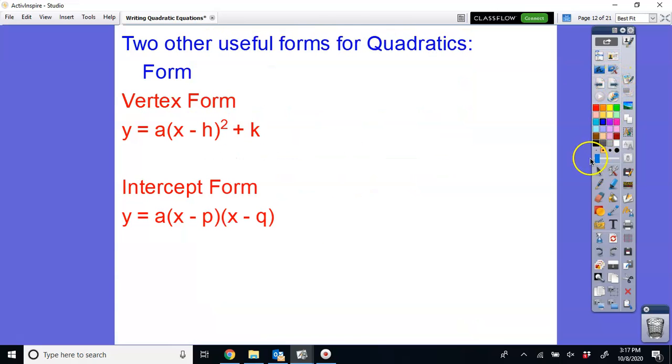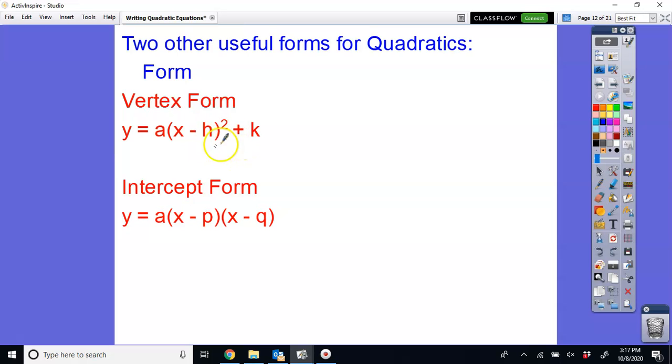So that is standard form. There are two other useful forms for quadratics. One of those is vertex form, and the other is intercept form. Now, vertex form, we're going to focus in on as far as writing our equations here in just a second.